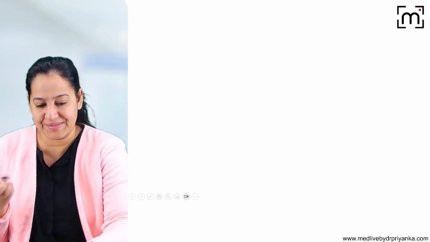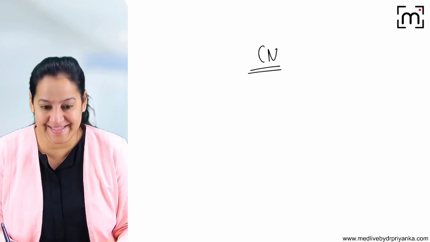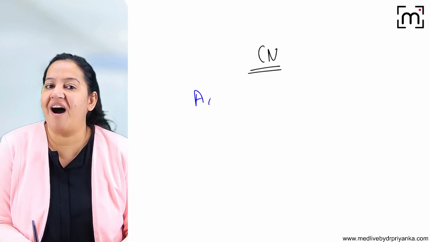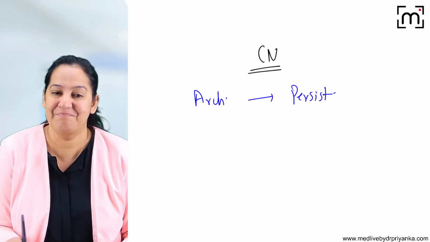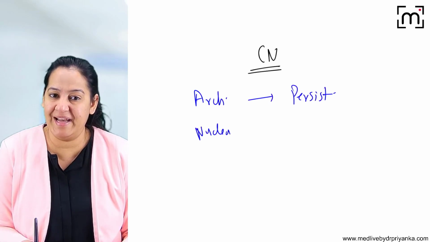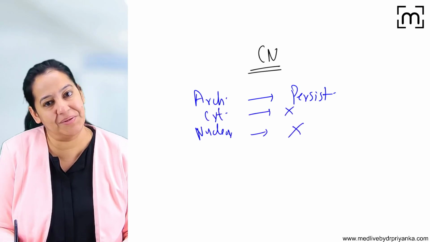So tell me, what is coagulative necrosis? Define it. Say, ma'am, out of the three details, architectural detail still persists, but the nuclear detail is lost and cytoplasmic detail is also lost.